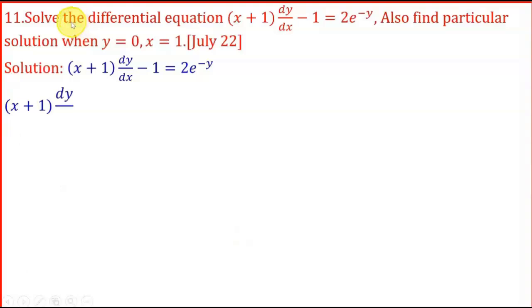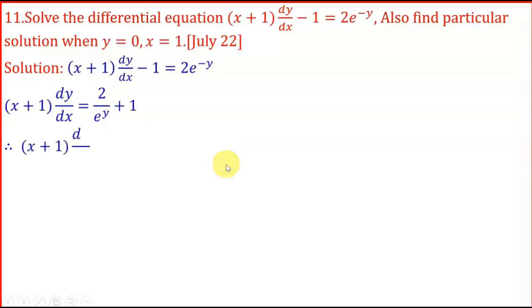Now next, solve the differential equation (x plus y) into dy by dx minus 1 is equals to 2 times e raised to minus y. Also find the particular solution when x is equals to 1 and y is equals to 0. Okay. Now first of all, shift this minus 1 to the right hand side, it will become plus 1. That is, in bracket x plus 1 into dy by dx is equals to 2 upon e raised to y plus 1.